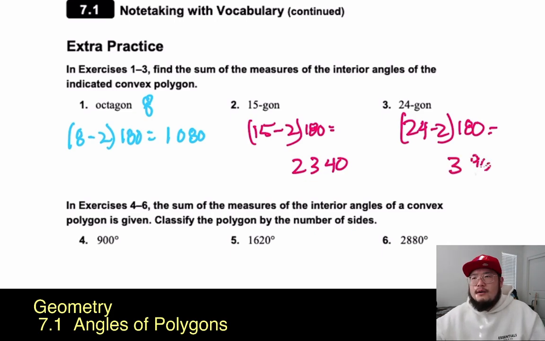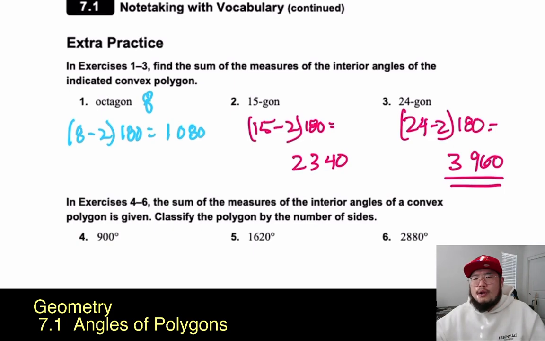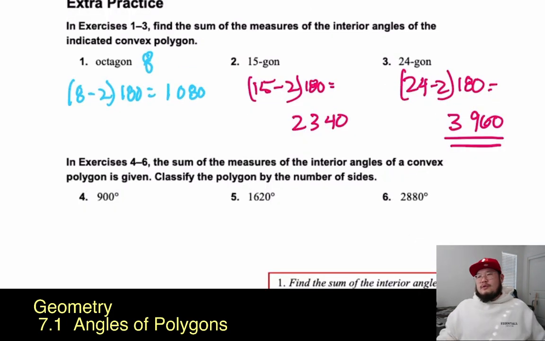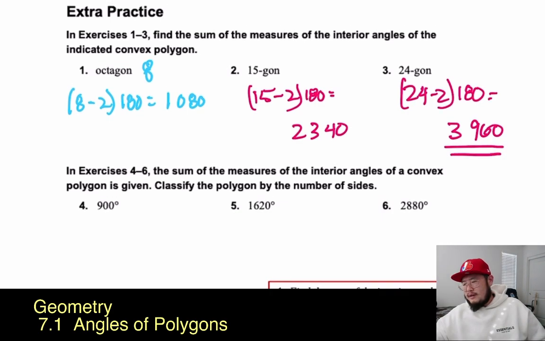All right, moving along right here. Let's take a look at number 4. Now when we look at number 4, the question is all about the sum of the measures of the interior angles of a convex polygon being given, and we're trying to classify the polygon by the number of sides. So we want to first figure out how many sides there are. And when they say classify, you have to give that name. If you don't give that name, then you're going to get the wrong answer. So make sure you know the names of the polygons from 3 through 12.